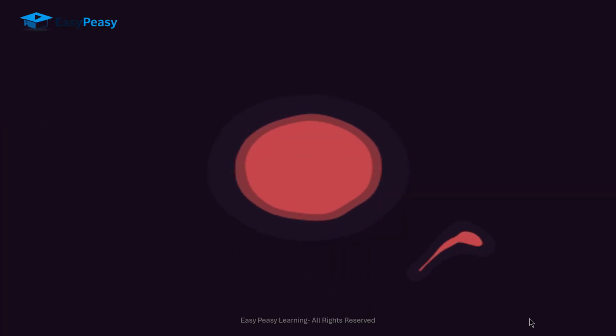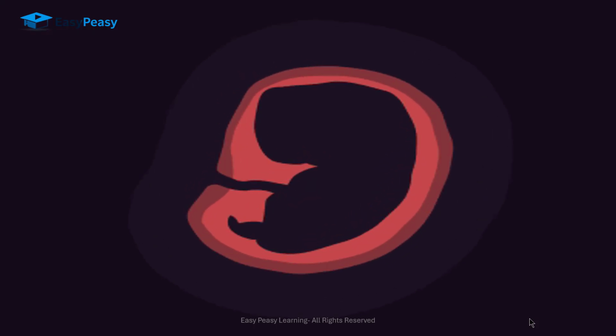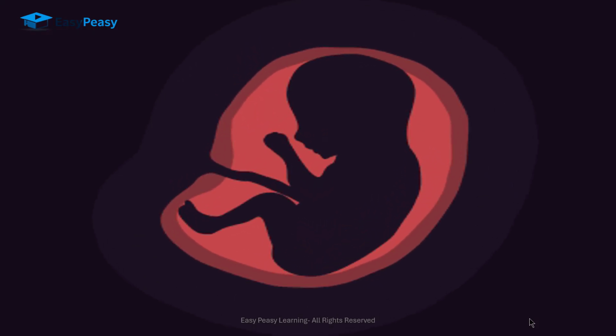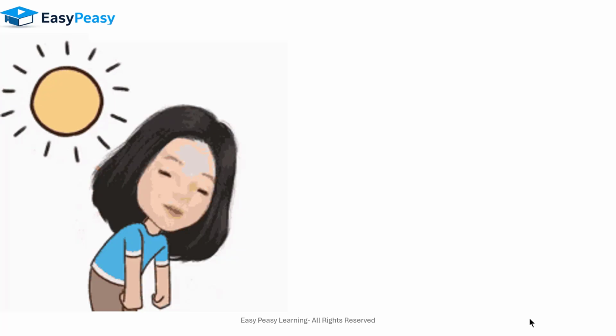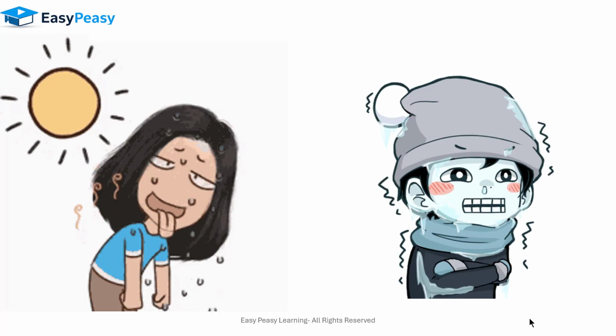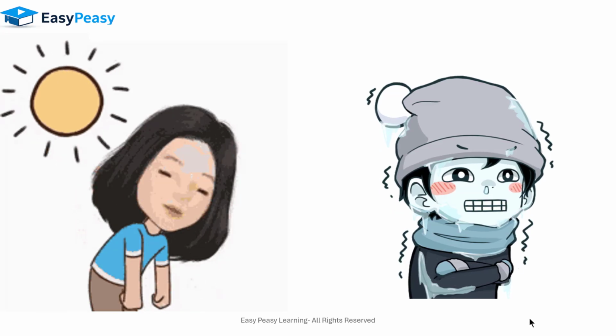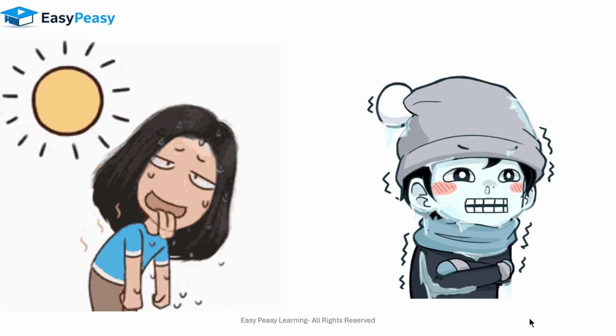They can reproduce into one of their own kind, like here in this picture, you can see the development of a new baby inside the tummy. And living organisms can react to the environment. For example, sweating in summer and shivering in winter.